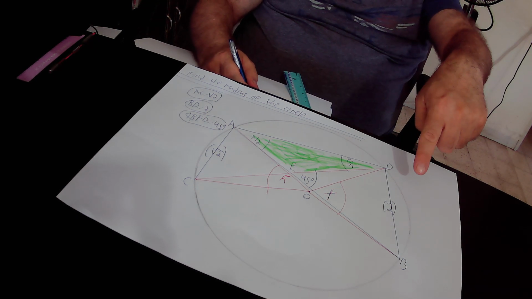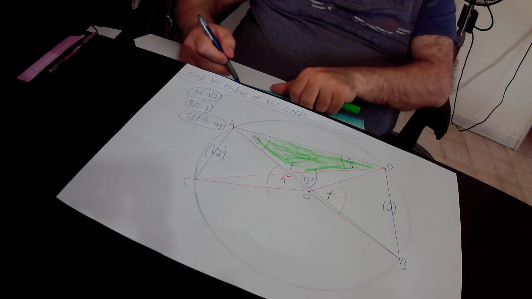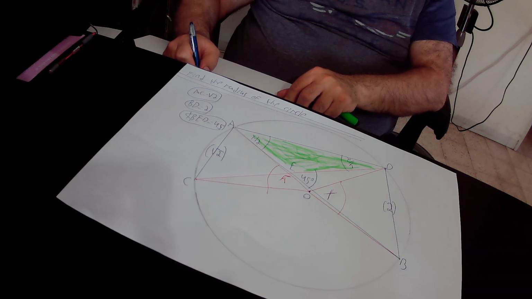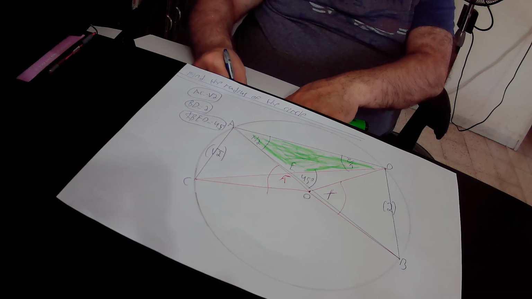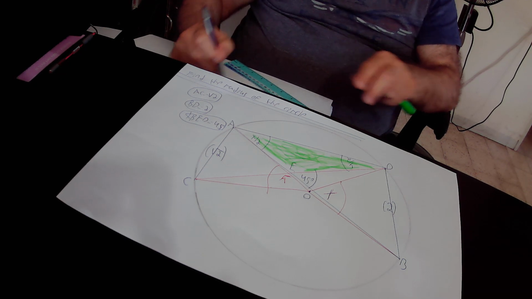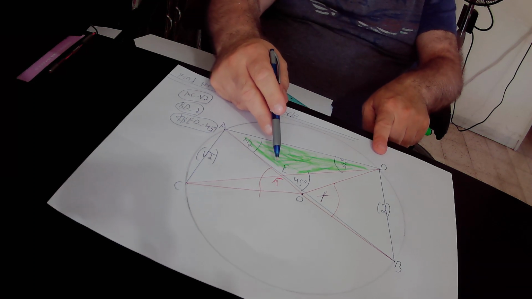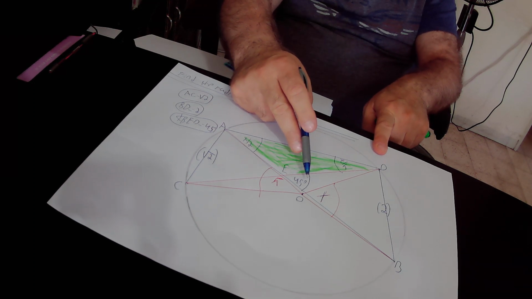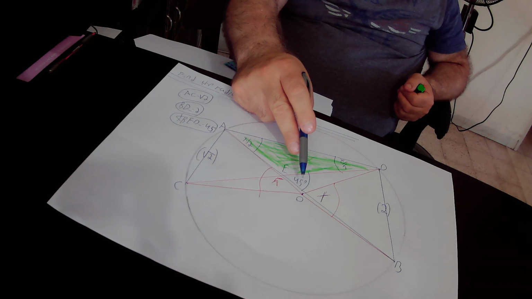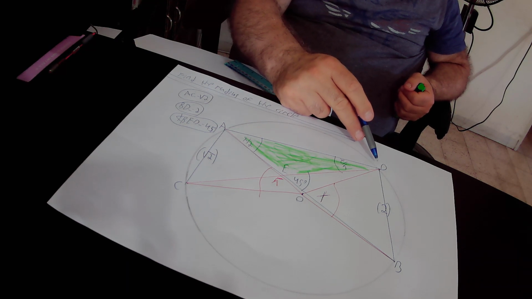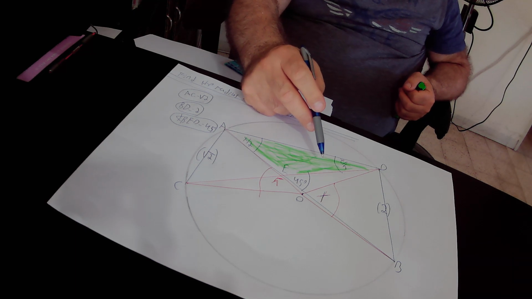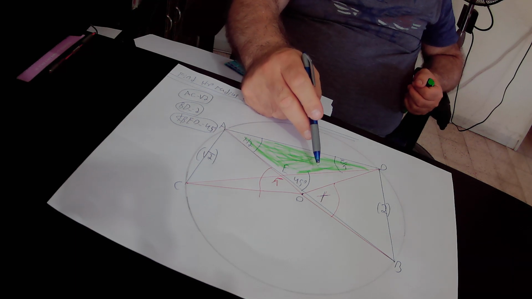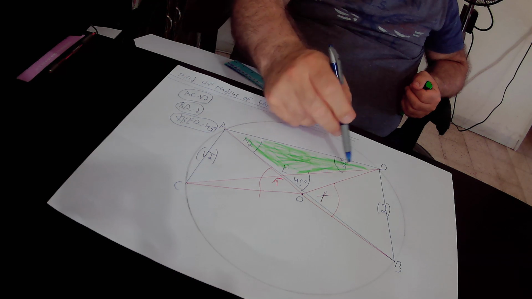Side BD equals 2 units in length. What is the length of side OD? Point O is the center of the circle, point D is the point of the circle itself, therefore OD is the radius of this circle. That is the radius that we are looking for. So we'll define the radius of this circle as R, therefore OD equals R.